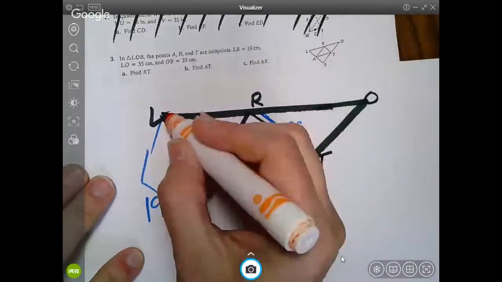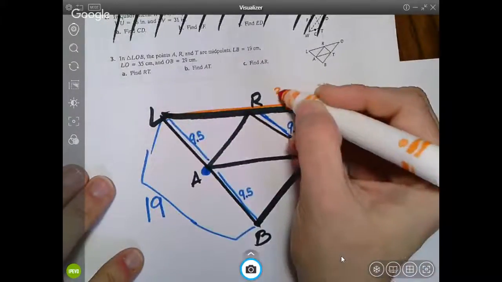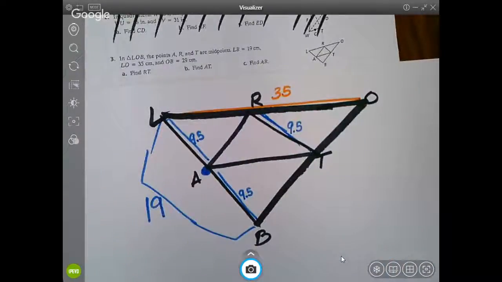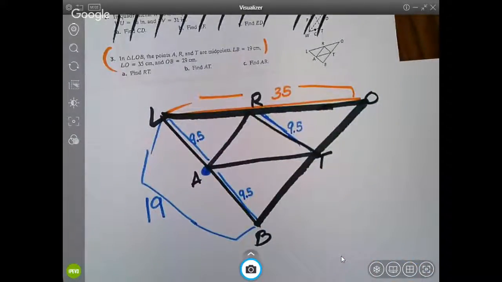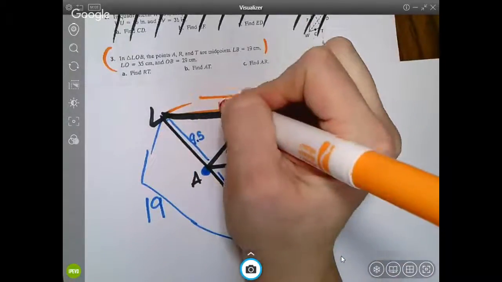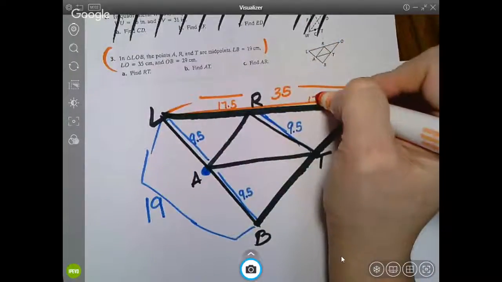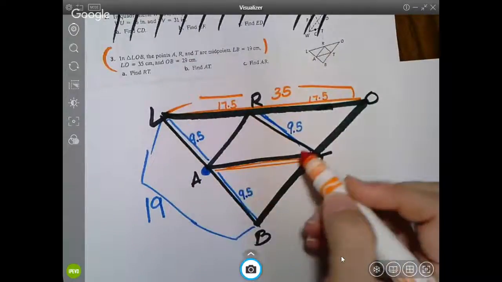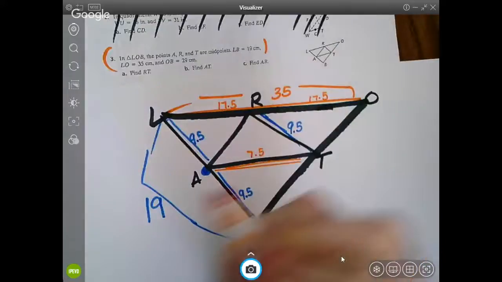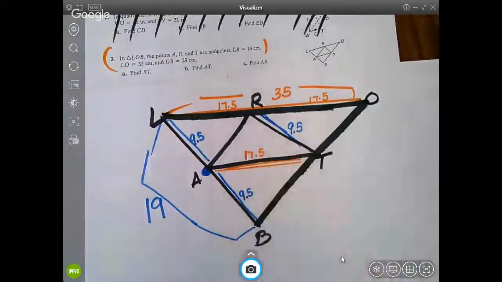Next we have LO, which is 35. I got it because it told me right up here. So then this whole thing is 35. So each piece, half of 35 is 17.5. So that means this is 17.5. This is 17.5. And then AT is the line that's not touching it, the inside line. So that's 17.5.